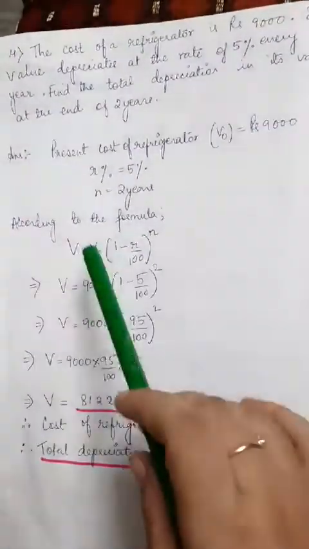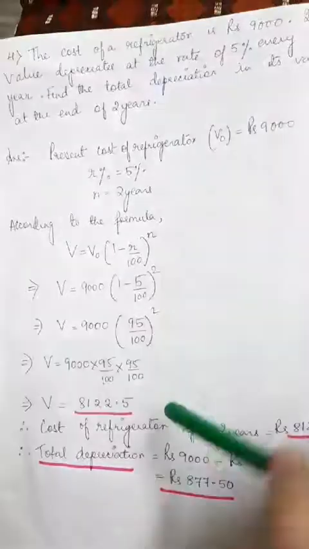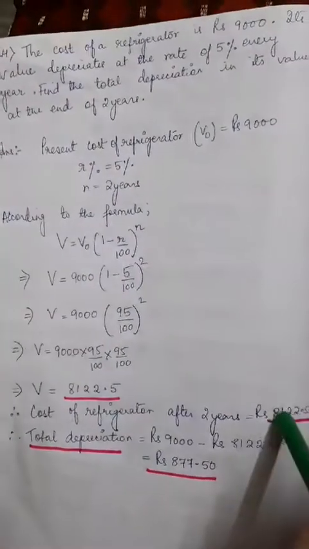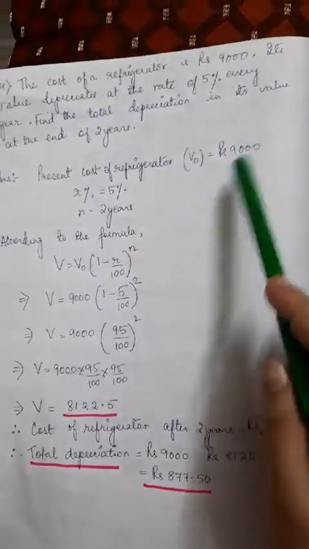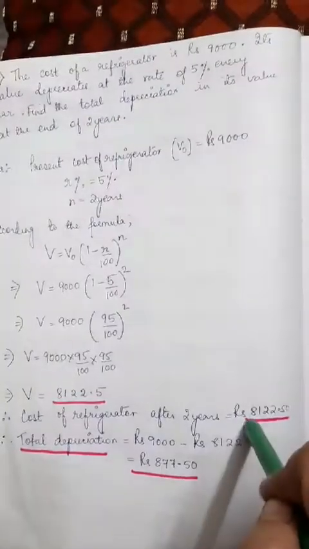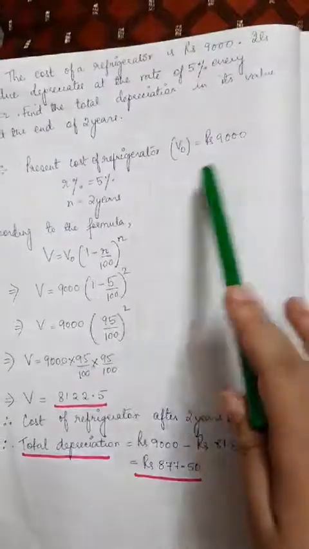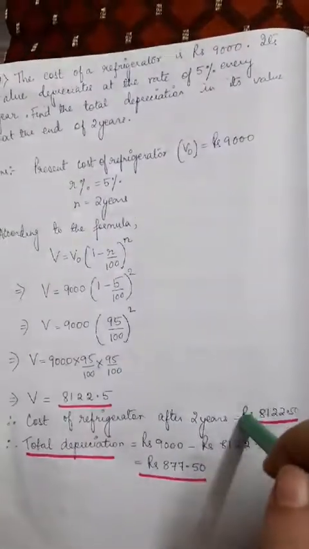So this was the present cost. So after 2 years, the cost of the refrigerator is 8122.50. See, the present value was 9,000. The value of the refrigerator after 2 years is less than the present value. That means the value has depreciated.